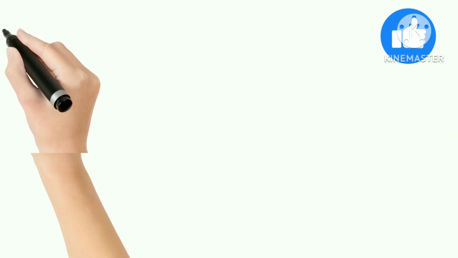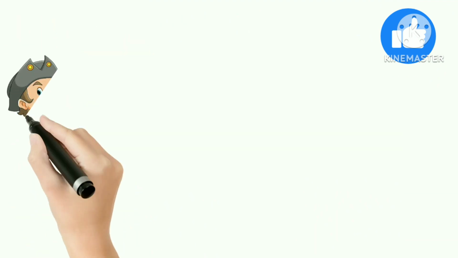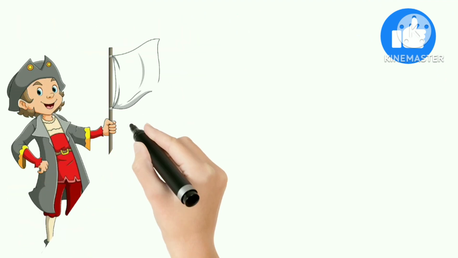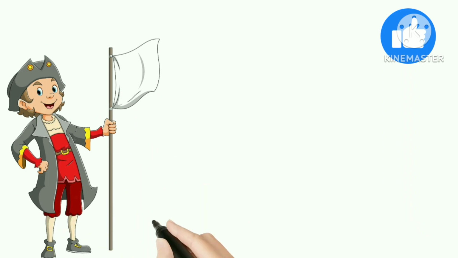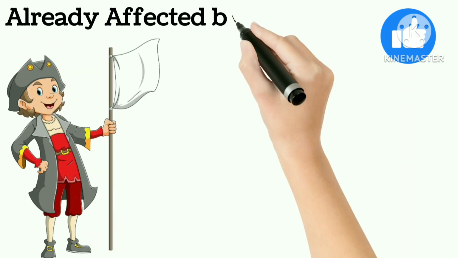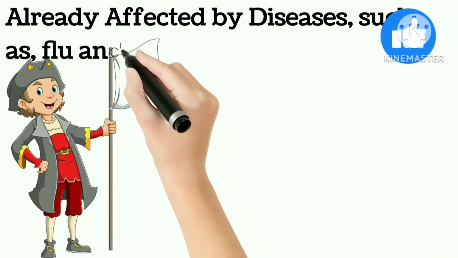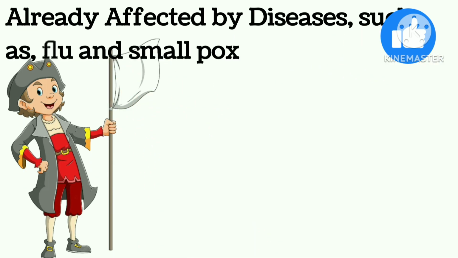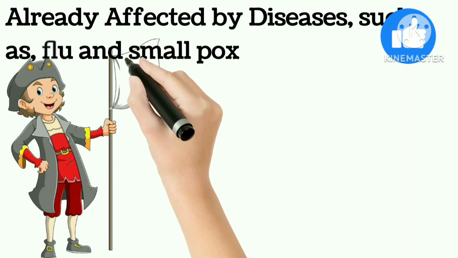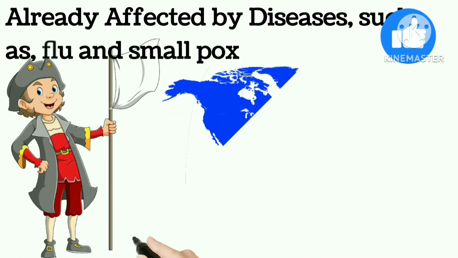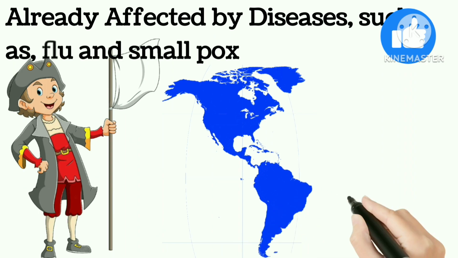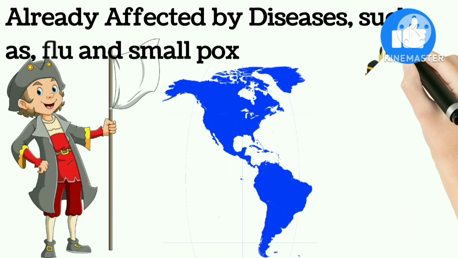The Europeans were already affected by diseases such as flu and smallpox, and had also developed the immunity to fight against these diseases. But the people who were native to the isolated continents of the Americas were not affected by these diseases and didn't have the immunity to fight against them. So they died because of these, which was a boon to the European colonizers.